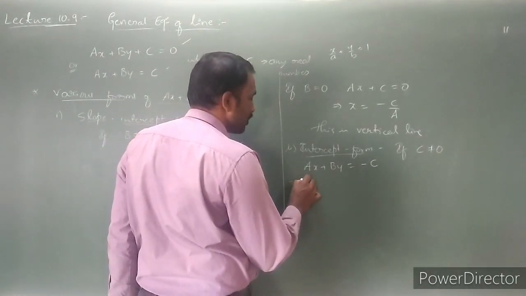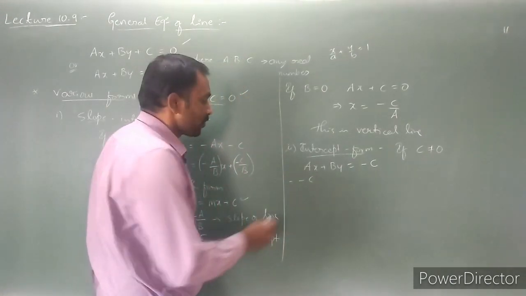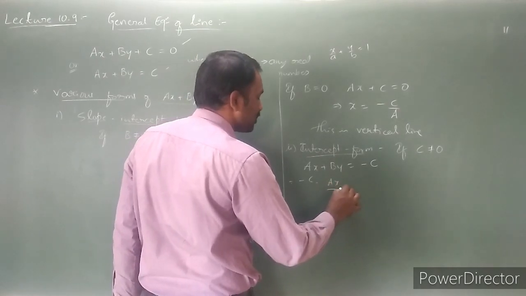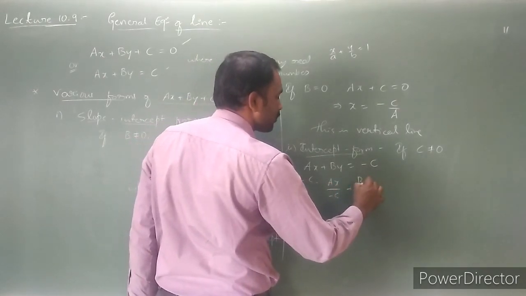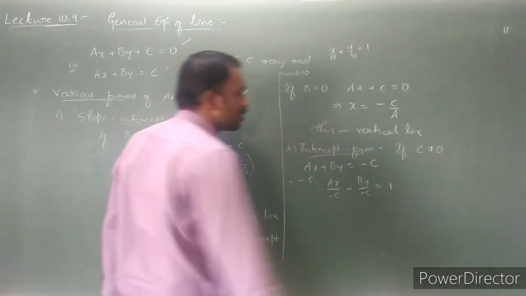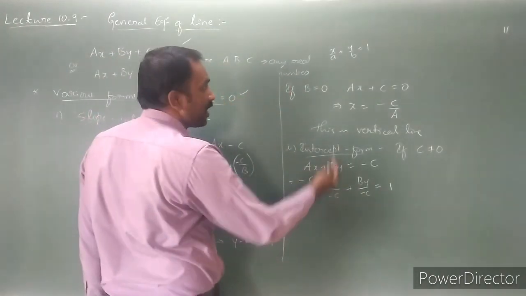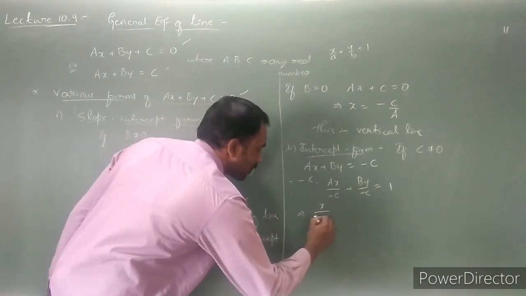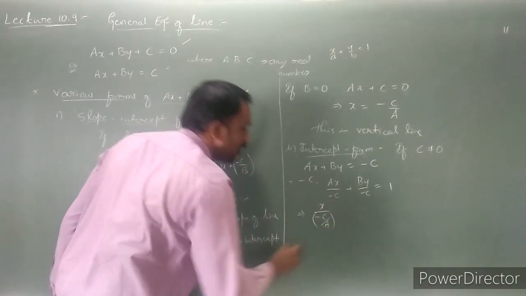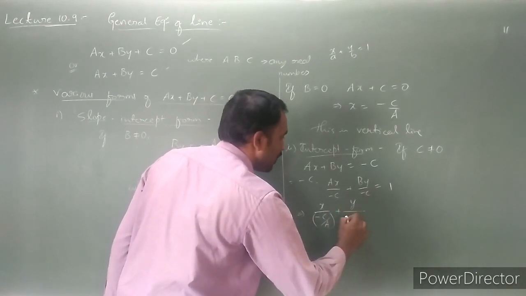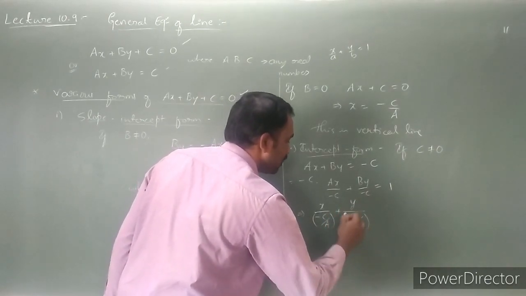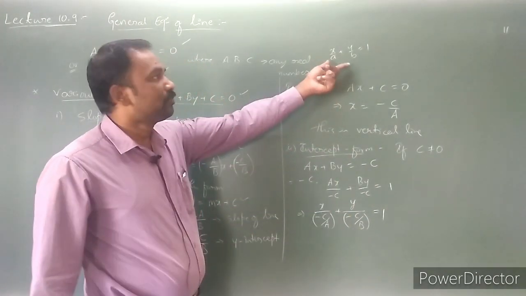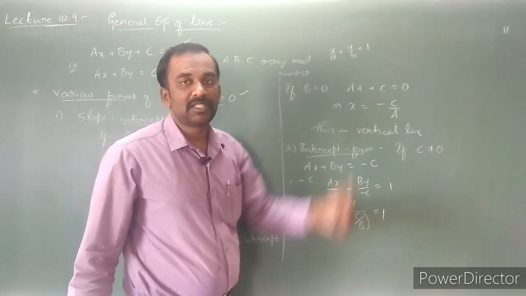So what can we do? Dividing through by minus c, what will happen? ax divided by minus c plus by divided by minus c is equal to plus 1. Now the x coefficient numerator should be 1, so can I write this as x divided by minus c by a plus y divided by minus c by b is equal to 1. Now this is exactly of the form x by a plus y by b is equal to 1.